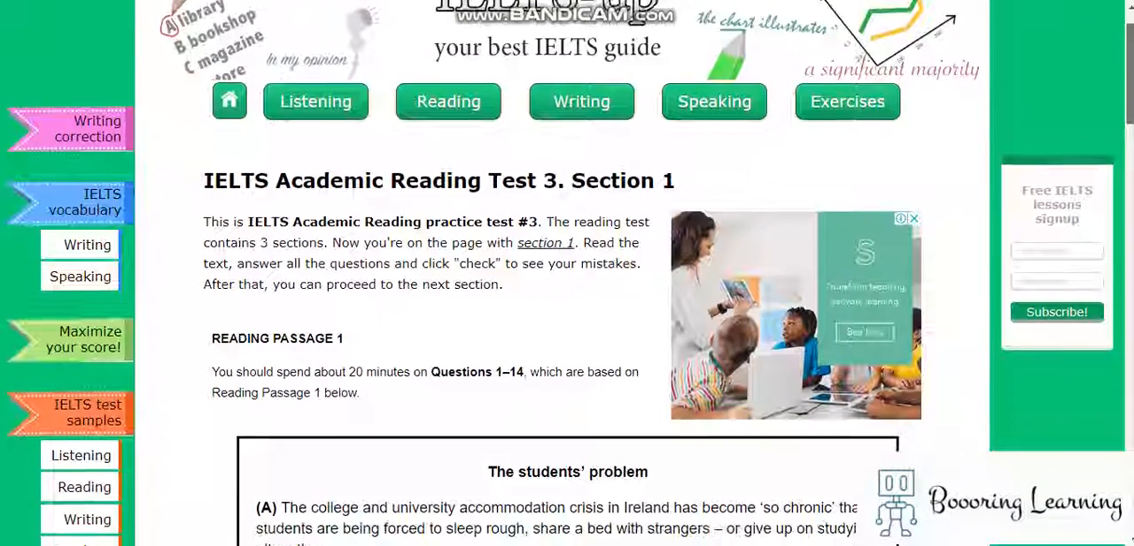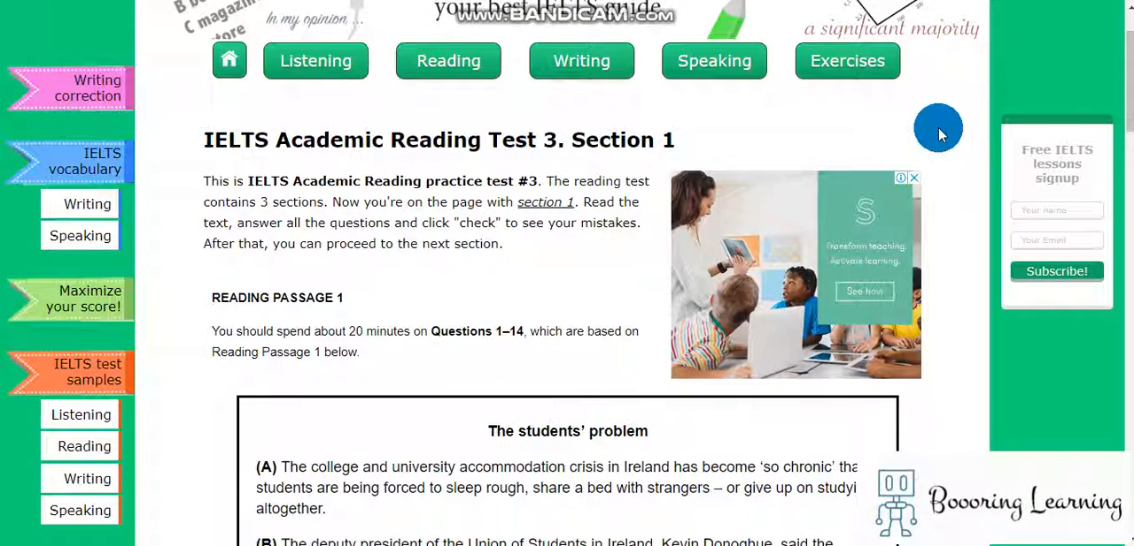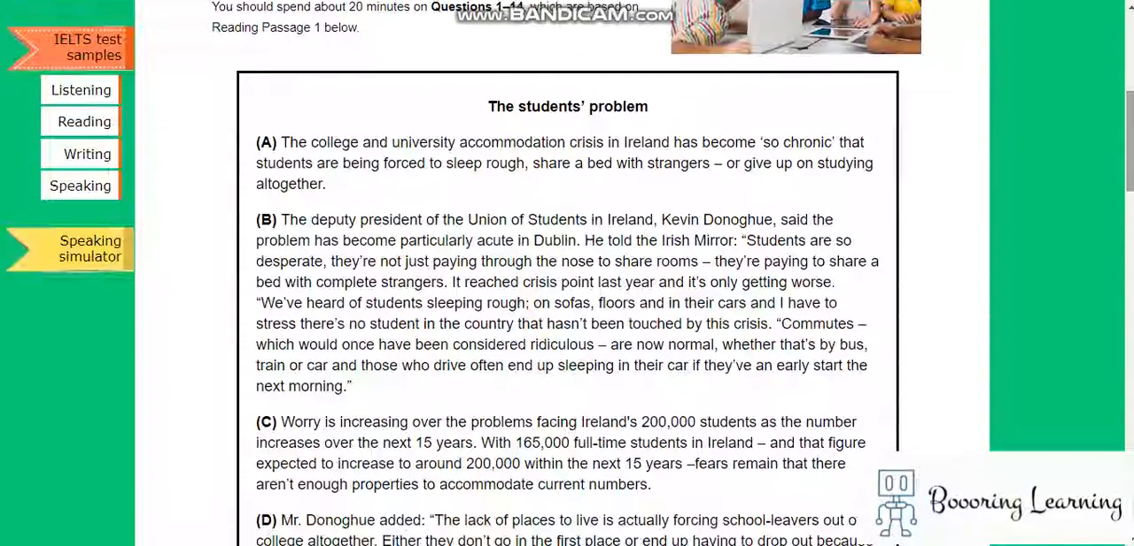Hi, hello, it is IELTS Academic Reading Test 3, Section 1. The topic is the student's problem. The college and university accommodation crisis in Ireland has become so chronic that students are being forced to sleep rough, share a bed with strangers, or give up on studying altogether.